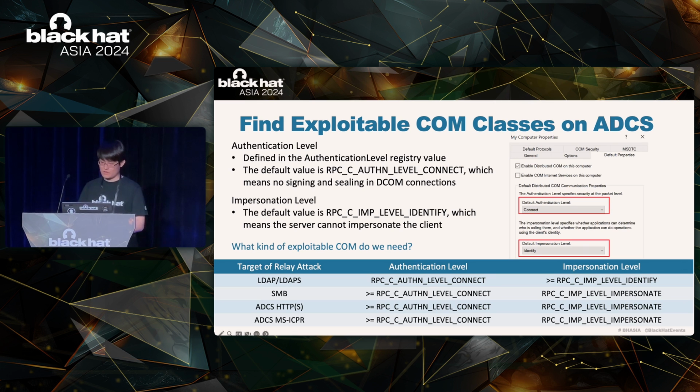The default value of COM authentication level is RPC_C_AUTHN_LEVEL_CONNECT, which means signing and sealing are not required in DCOM connections. That's very helpful for relay attacks. The impersonation level determines whether the identity of the client can be impersonated by the server. Some services like RPC and SMB need to impersonate the client. These services require the client's impersonation level to be set to RPC_C_IMP_LEVEL_IMPERSONATE.